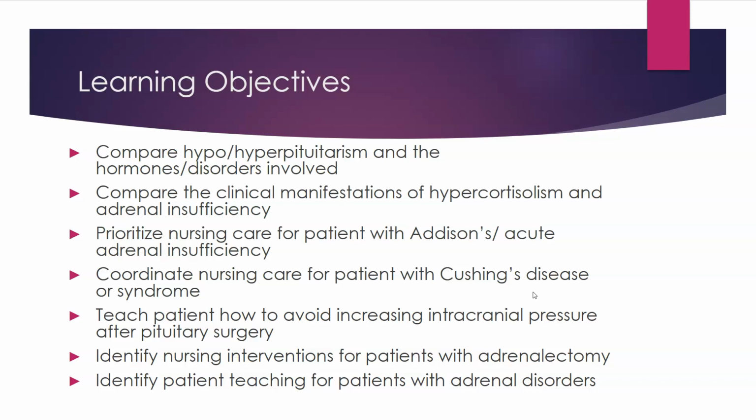Some of the learning objectives for this are comparing hypo versus hyperpituitarism and the hormones and disorders that are involved with this. Compare the clinical manifestations of hypercortisolism and adrenal insufficiency. Prioritize nursing care for patients with Addison's versus acute adrenal insufficiency. Coordinate nursing care for the patient with Cushing's disease or syndrome. Teach patients how to avoid increasing intracranial pressure after pituitary surgery. Identify nursing interventions for patients with adrenalectomies. And then identify patient teaching for patients with adrenal disorders.